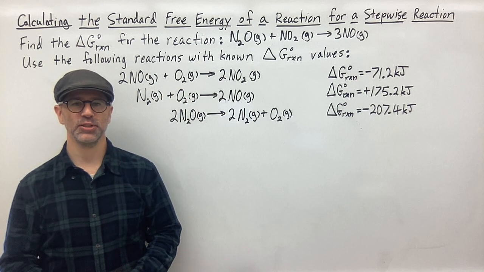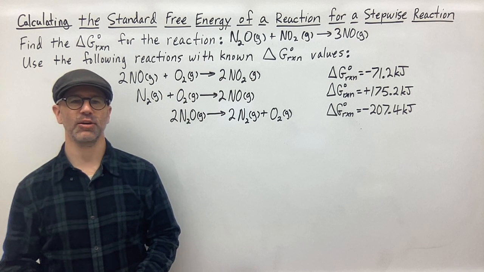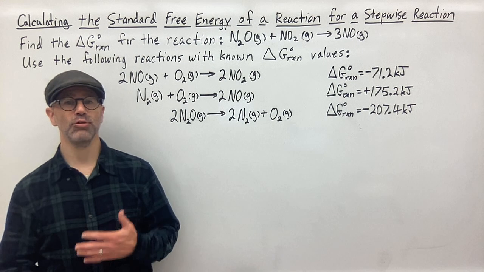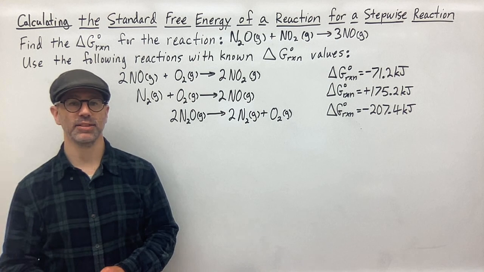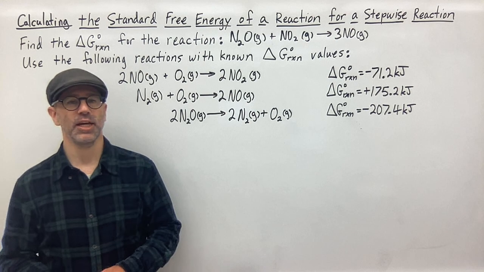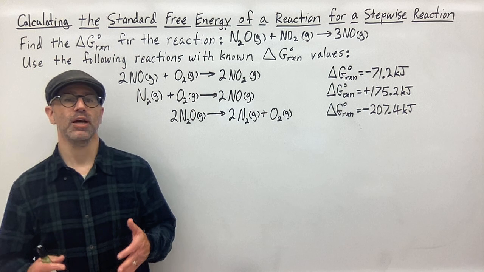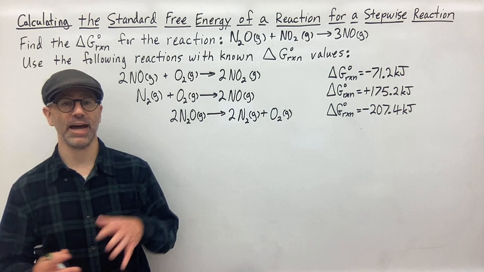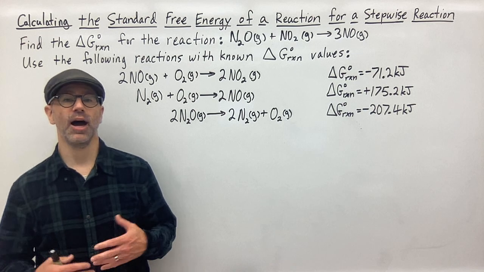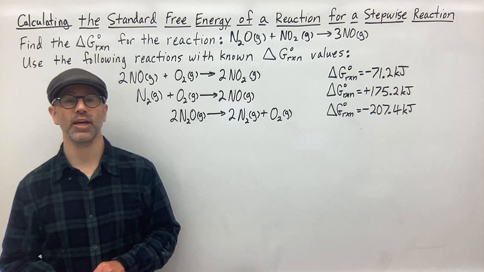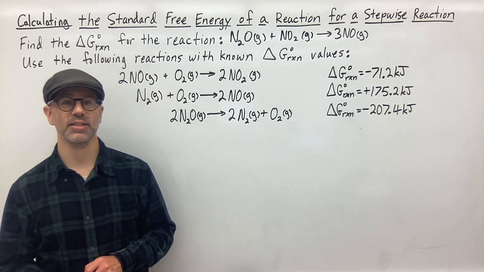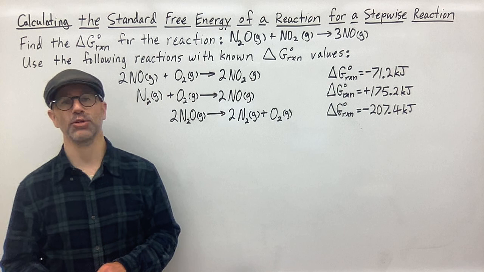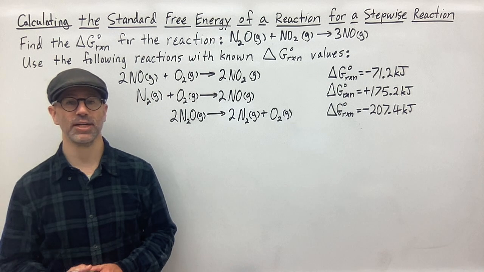My name is Mr. Cobalt, and in this video I'm going to be going over how to calculate the standard free energy of a reaction that you can get through a stepwise process. What I mean by that is, if you know the standard free energy change of other reactions, and you can add those or manipulate them together to get the reaction that you want, then you can manipulate and add together their standard free energy changes to get the standard free energy change of the reaction you are interested in, your target reaction.